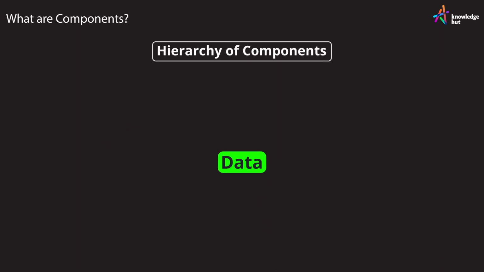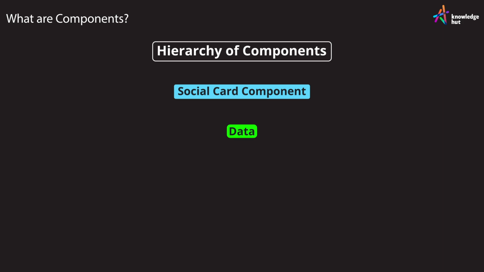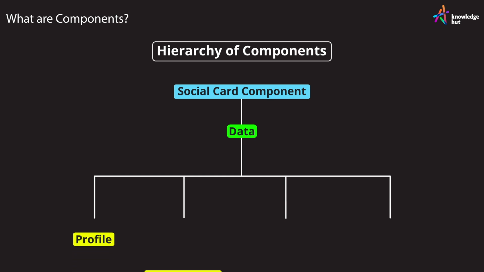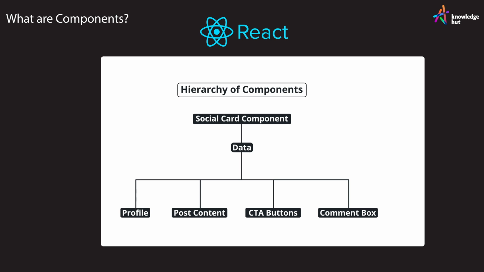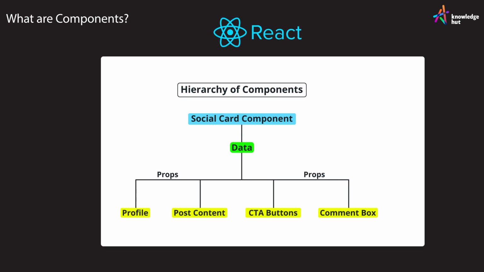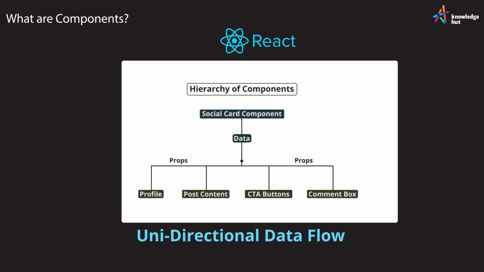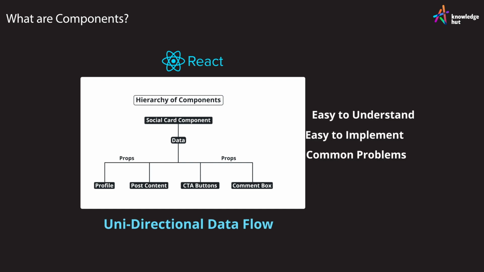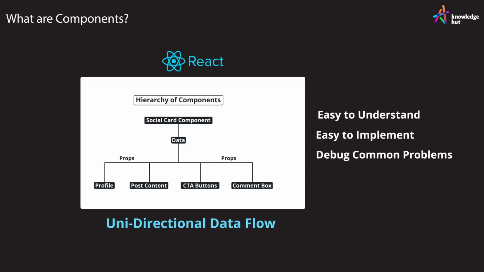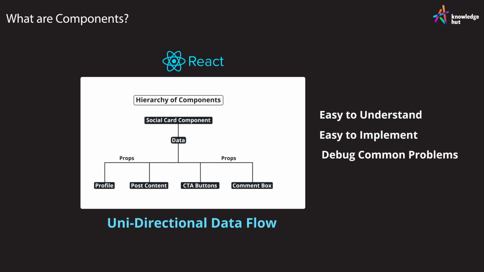The actual data comes through the top level social card component and gets passed down in a one-way data flow to all the child components. React's one-way or unidirectional data flow order simply means that a parent component will pass down data to nested child components, typically using props, which act like inlets into a component. This unidirectional data flow order makes it easy to understand, implement, and debug common problems because we can easily recognize data sources and the flow.